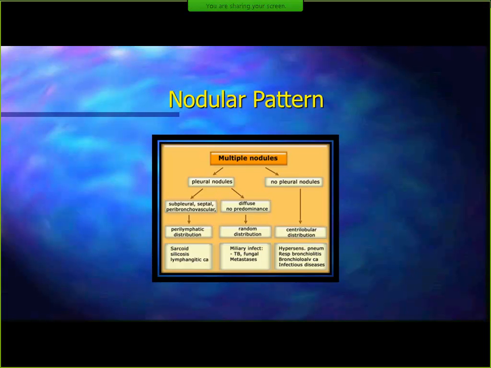If it's not pleural based, if it's centrilobular, see hypersensitivity pneumonitis, respiratory bronchiolitis, maybe bronchoalveolar carcinoma, or other infectious diseases. So if you look at the pattern, it will give you a clue. You have the clinical picture, then the x-ray picture, and then your laboratory tests and PFTs, and if you put that all together, it may point towards a disease. It's kind of like an algorithm here.